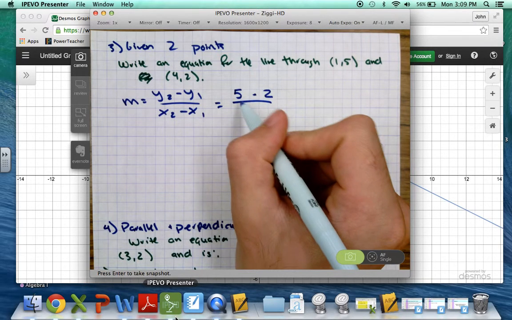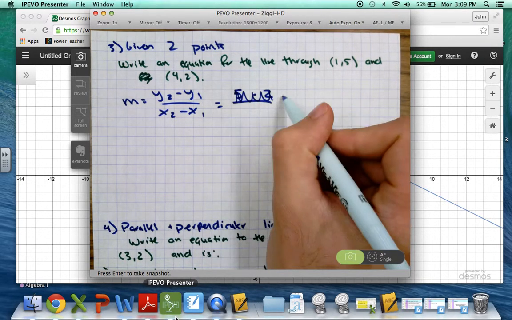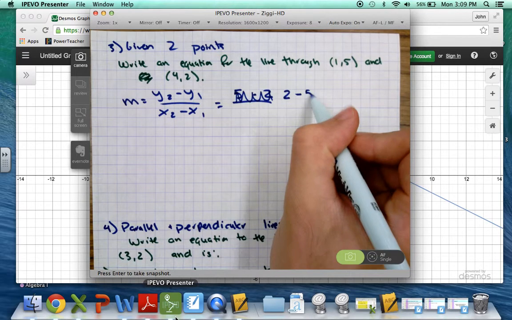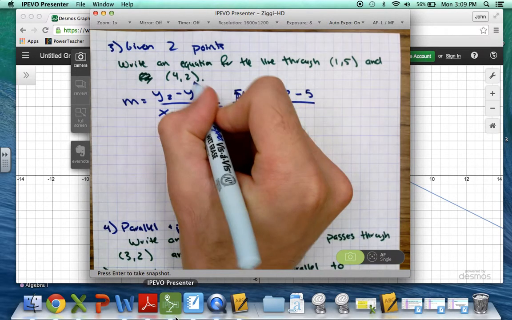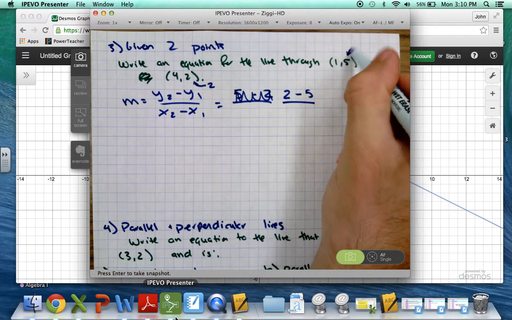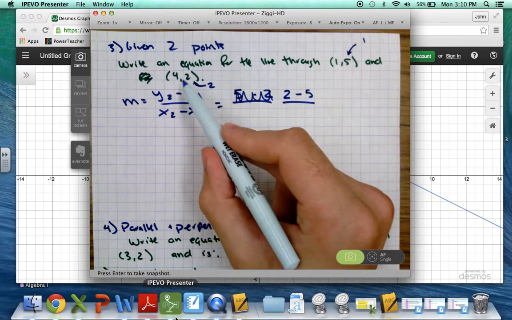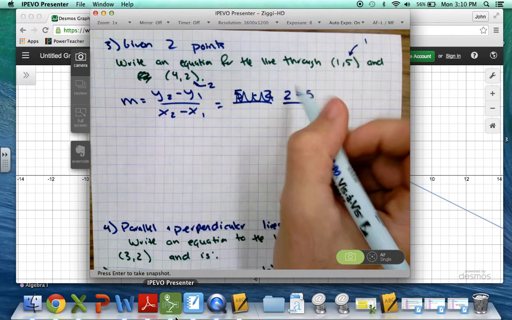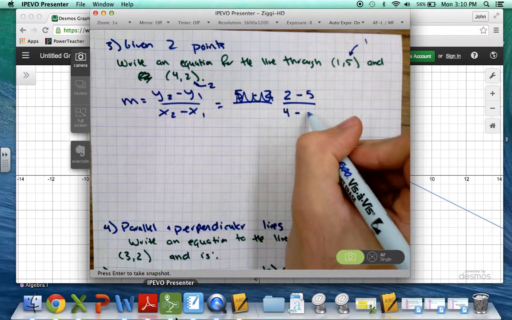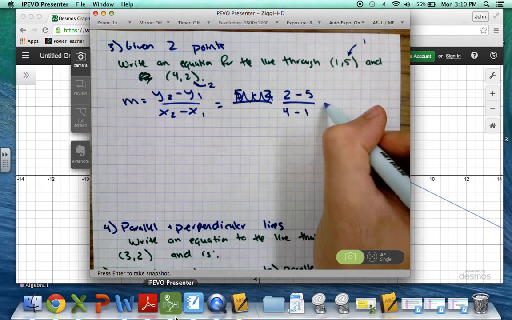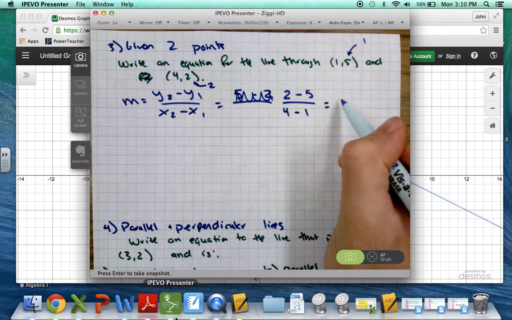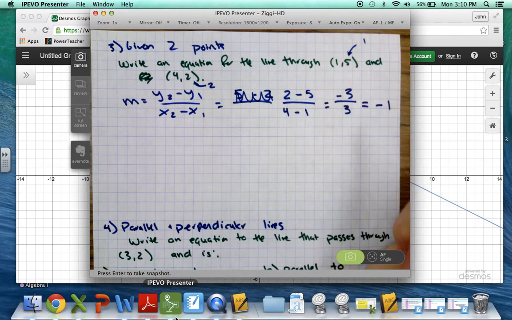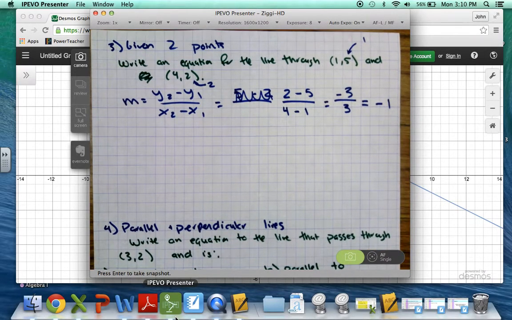I'm sorry, not 5 minus 2. We'll go 2 minus 5, because we'll call this point 2, and we'll call this point 1. So we would say y2 minus y1, x2 would be 4, x1 would be 1. So we go through, 2 minus 5 is negative 3 over 3. That simplifies to negative 1. So what that tells us is our slope is going to be negative 1.